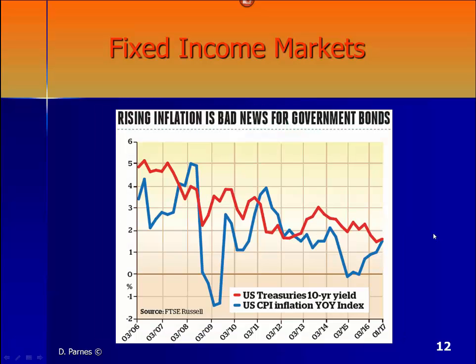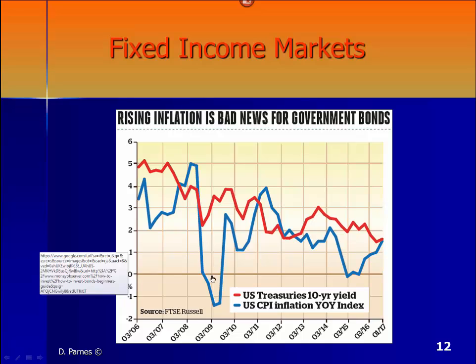This is a graph that explains rising inflation and how it is bad news for government bonds. The red line represents the US Treasuries over 10 years, that's the yield of US Treasury notes for 10 years. And the blue line is the US CPI inflation index, the consumer price index, which measures inflation in the US. As you can see, whenever the inflation comes down, the yield is relatively high.